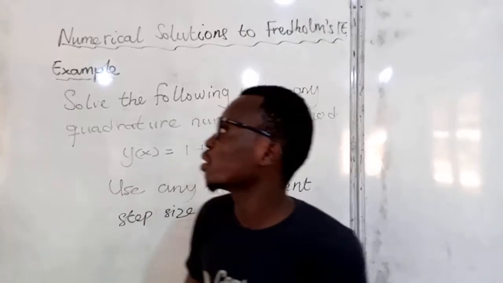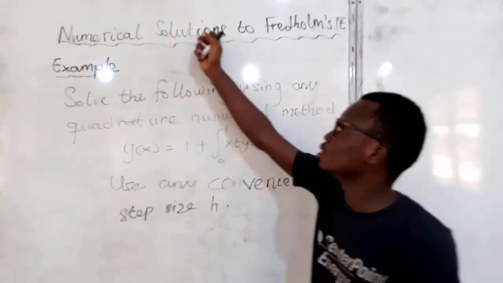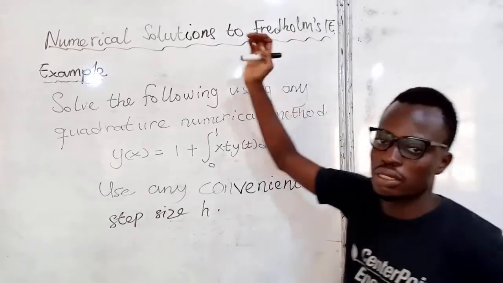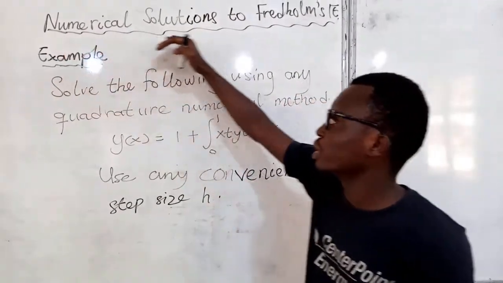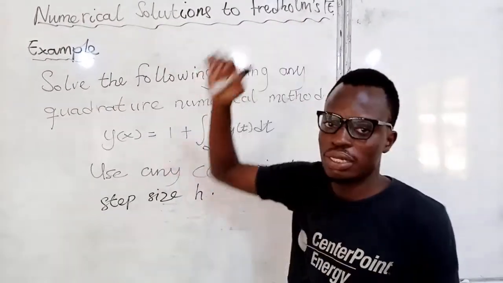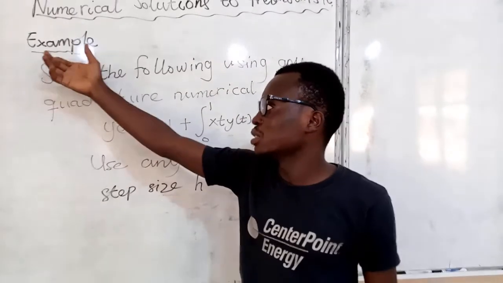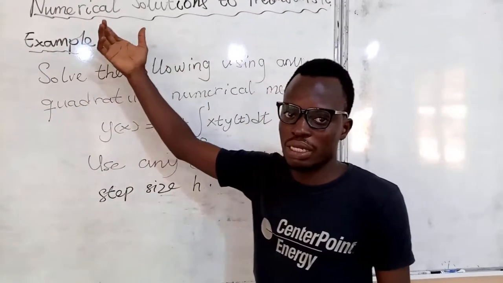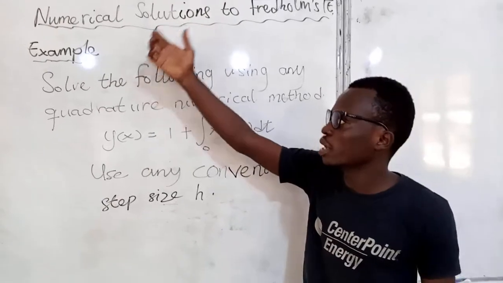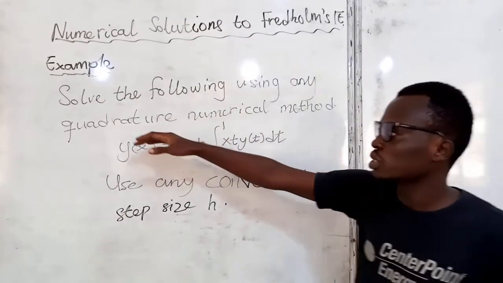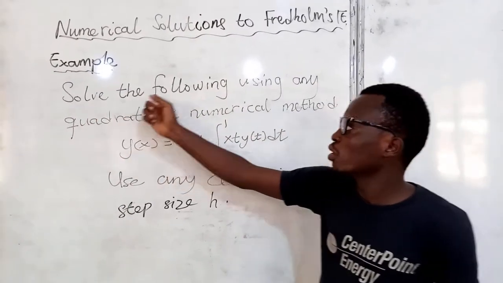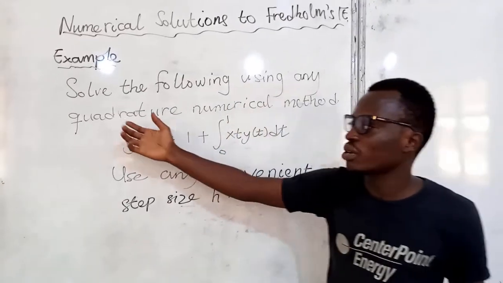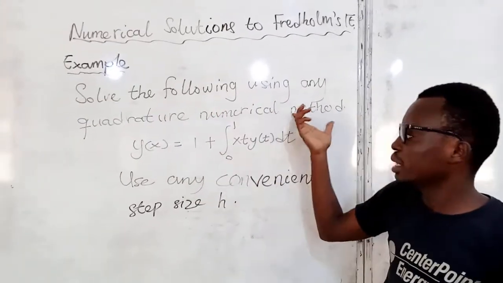In this session, I'm going to treat numerical solutions to Fredholm's integral equation. As in our previous video, we look at the numerical solution to Fredholm's integral equation, but in this session, I'm going to consider examples. An example under Fredholm's numerical solutions. It says: solve the following using any quadrature numerical method.